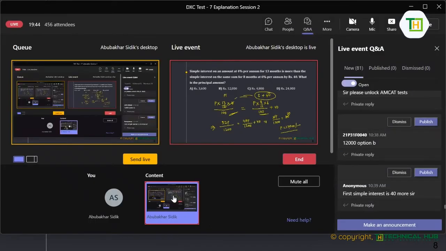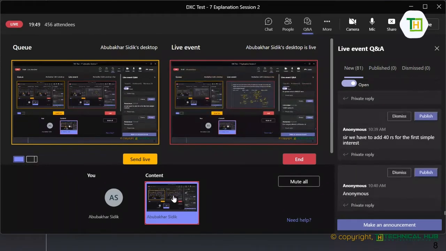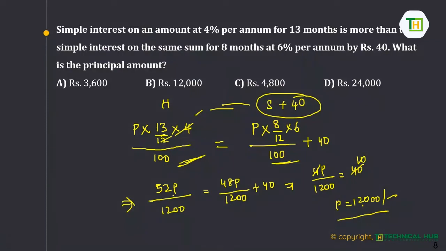So why are you subtracting? See, one is on the left hand side and another one is on the right hand side. 52P is equal to 48P plus 40, so I have to subtract, right? I have to bring it to the left hand side. So 52P minus 48P, you will get 4P by 1200 is equal to 40. I'm just simplifying it after writing the equation. You should follow each and every step that I have written there. Then you can understand.